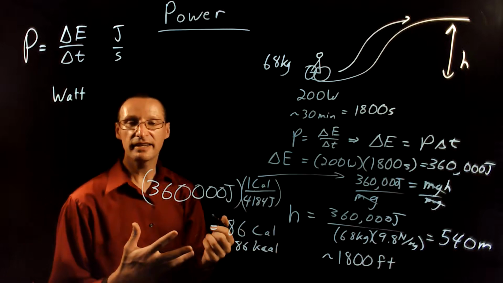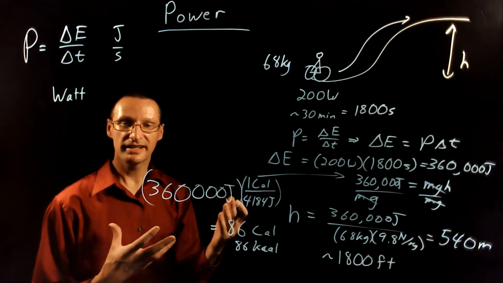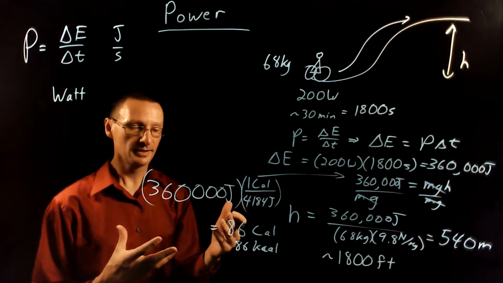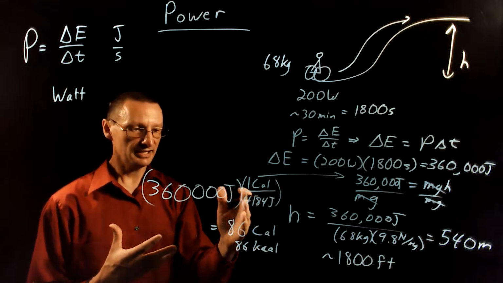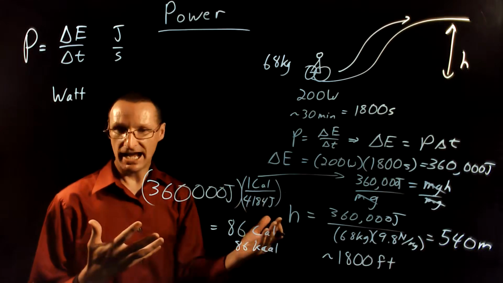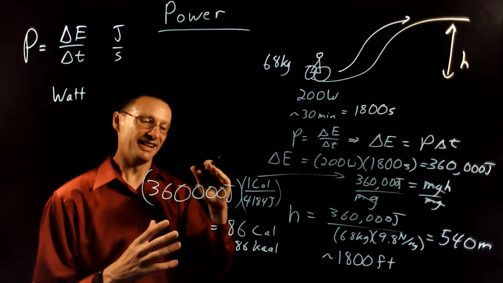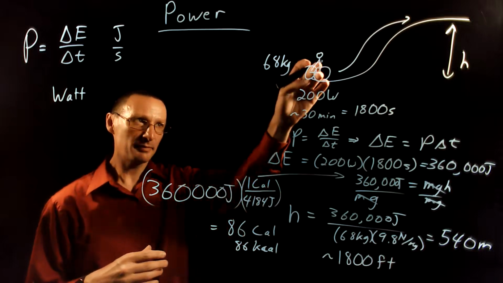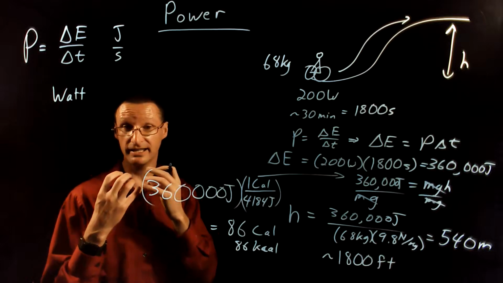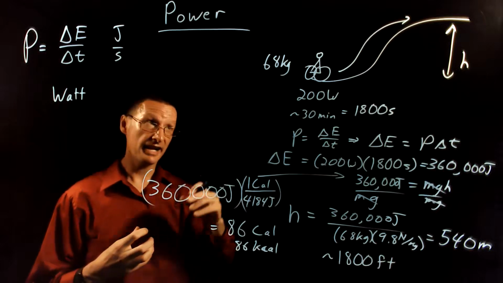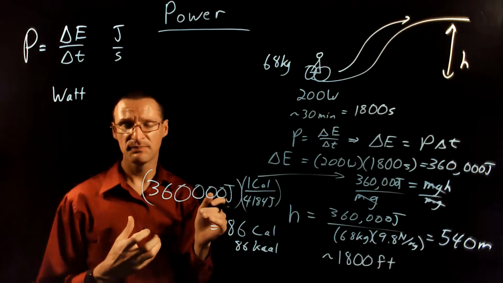Now, if I compare that to the amount of food energy in a bagel or a candy bar, that's going to be about 200 to 300 food calories. So this isn't even half of a candy bar, half of a bagel. Now, that is assuming that the person can convert all of their internal chemical energy from the food that they eat, 100% of that, into gravitational potential energy, mechanical power out.